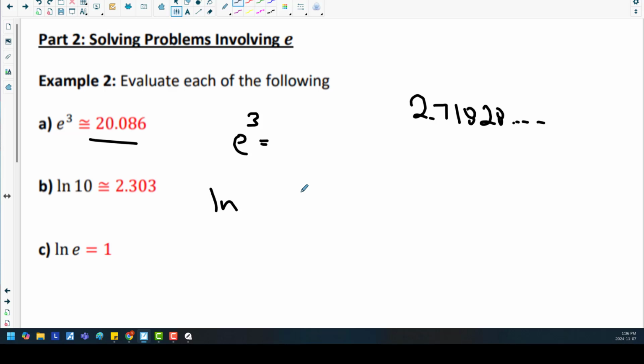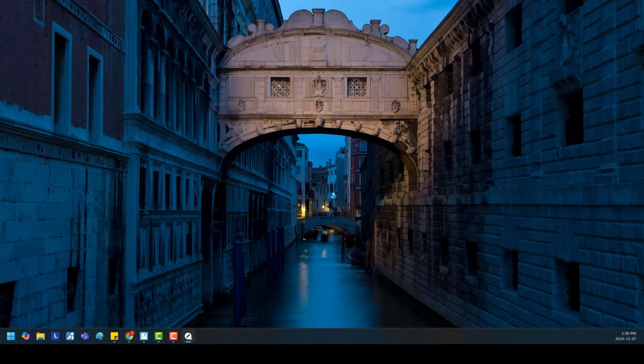So 10 and then ln, and then we got 2.30258. They rounded it to 2.303. And then ln of e, if you do that in your calculator, you should get 1, or you should just know that ln and e are kind of going to cancel each other out and just give you 1. So some basic practice with your calculator there.